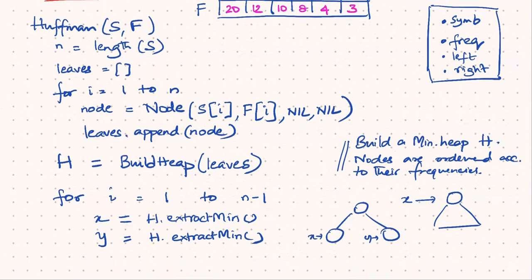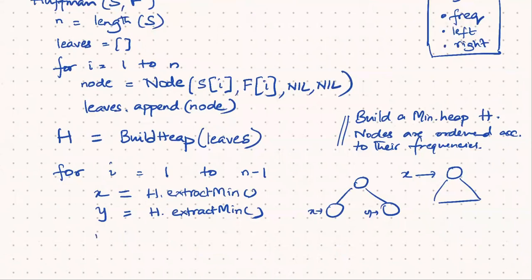So we create a new node here. So let's say a new node, we just say node. Okay. So what are its attributes? What is the symbol? For internal nodes, the symbol really doesn't matter, so we'll just say nil. But the frequency, what is the frequency of this node? It is just the sum of the frequency of this node and this node. So that is simply x dot frequency plus y dot frequency. Okay. And what is the left child of this new node that we are creating? The left child is simply X and the right child is simply Y.